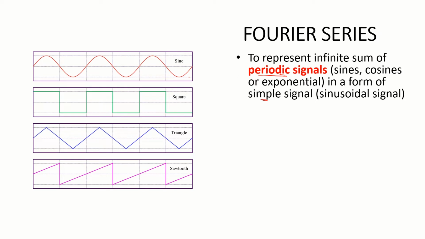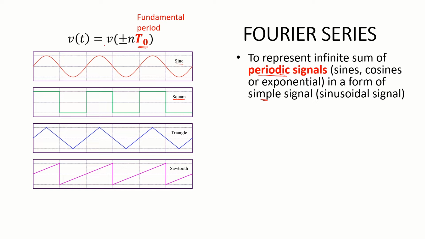So these are the types of periodic signal. We have sine, a square signal, a triangle, a sawtooth. For example, we have an equation like this, where the y-axis is v(t). So v(t) equals v(t plus or minus n T naught), where n is a number. So what is T naught? T naught is the fundamental period.